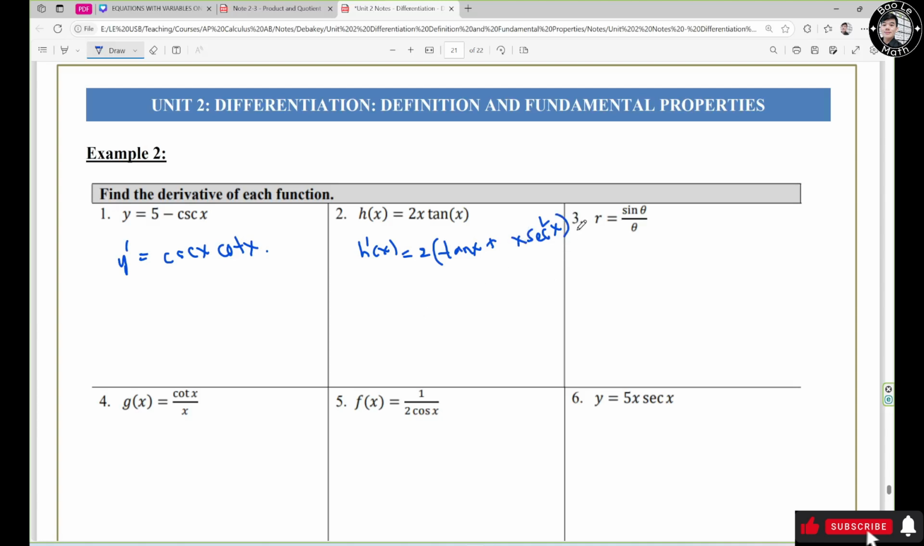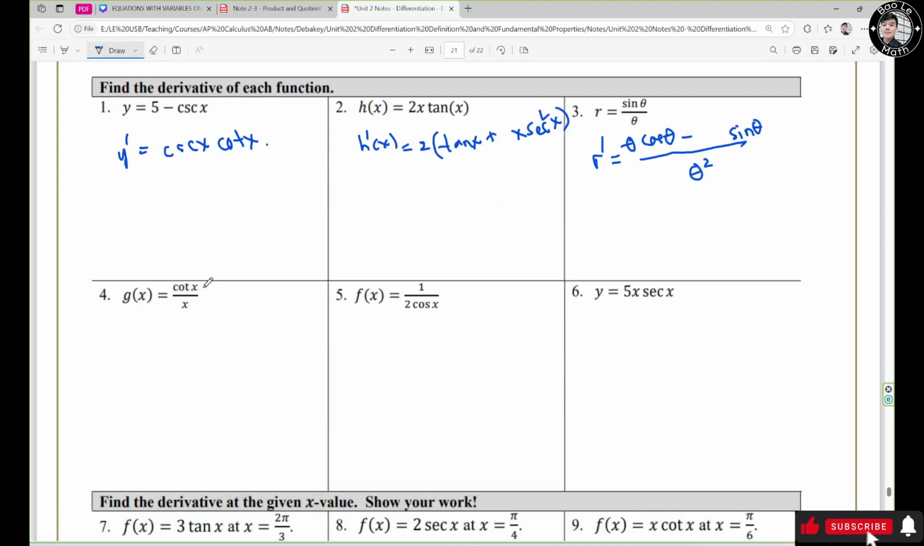Now, question 3. R equals sine theta over theta. So R prime, we're going to use the quotient rule, right? So it could be the derivative of sine theta, which equals cosine theta, and then times theta, I put theta in the front, minus theta prime times sine theta, over theta squared. Now, theta is a variable, so theta prime equals 1, so I don't need this one, right?